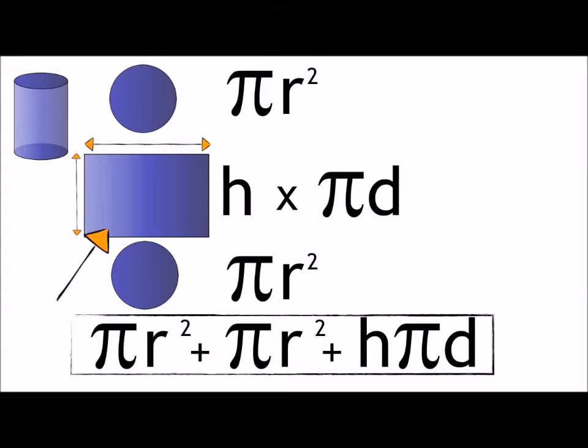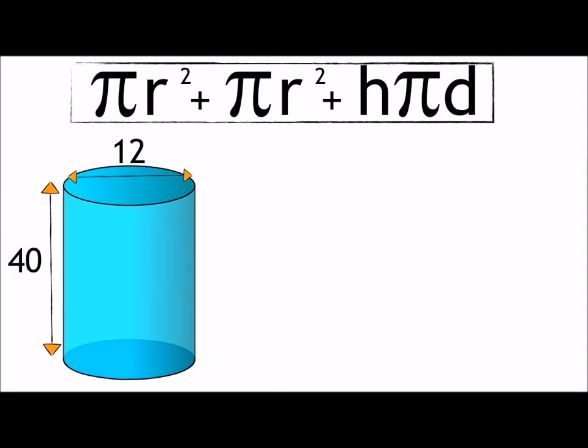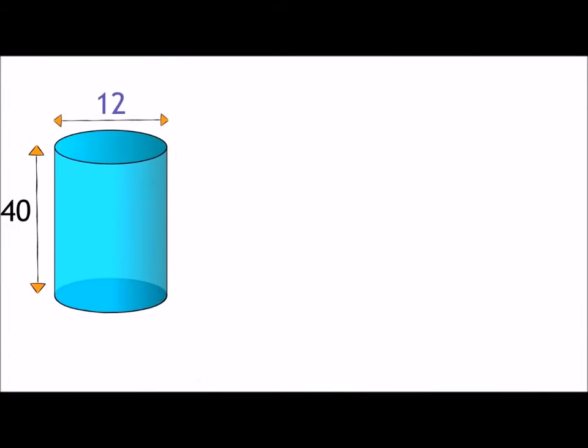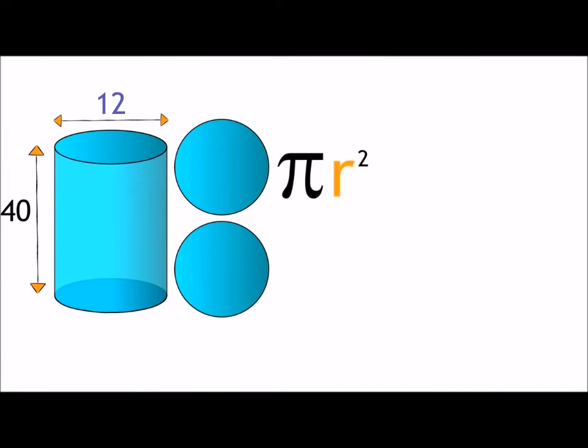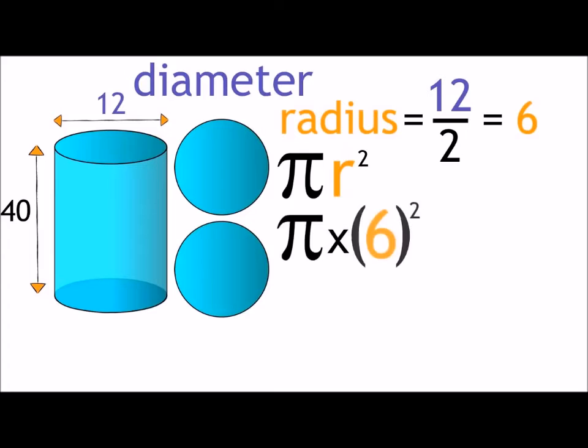Now I want to work out the surface area of this cylinder. Now we could just try to remember that formula from the last page, but unfortunately it would cram our brains full of too many formulas. It would be silly. So let's just do it bit by bit. So two circles, the circle top and bottom, pi r squared. Now again, we've got the diameter here, not the radius. The radius equals 12 divided by 2, which is 6. So pi r squared is going to be pi times 6 squared, which is pi times 36, which is about 113.